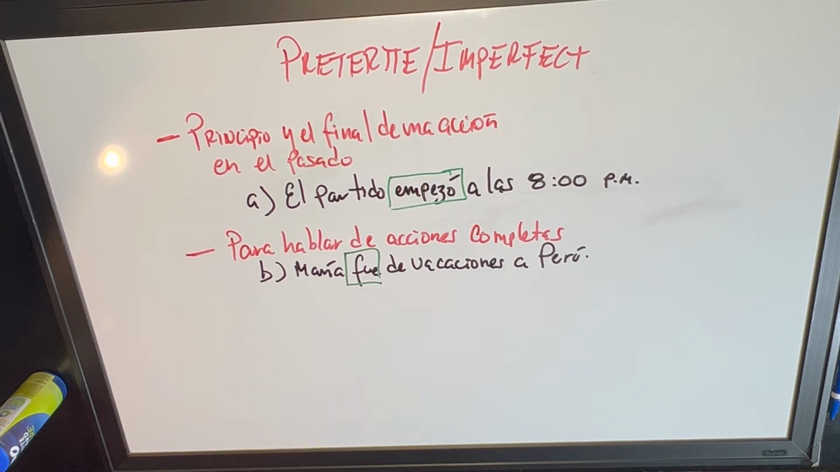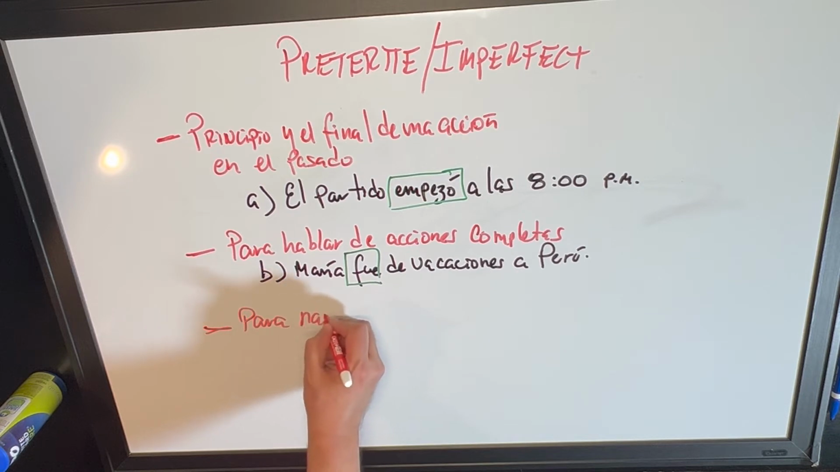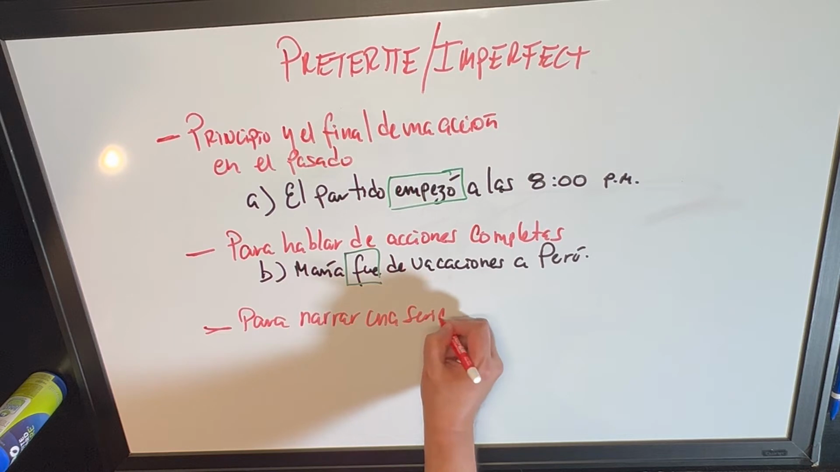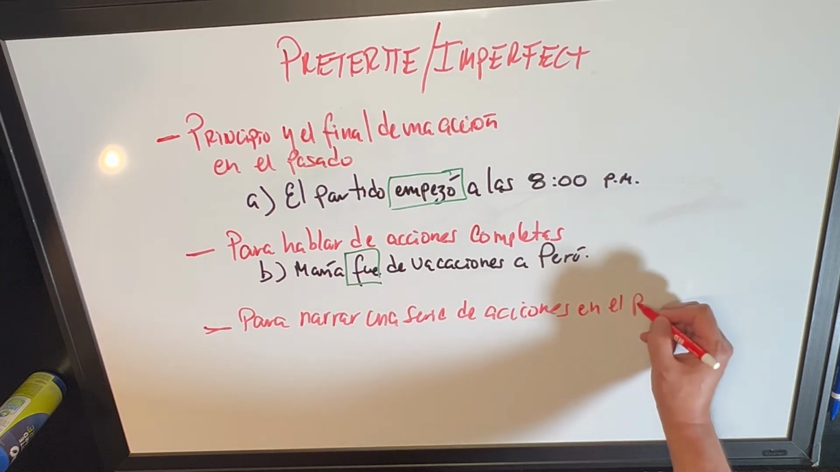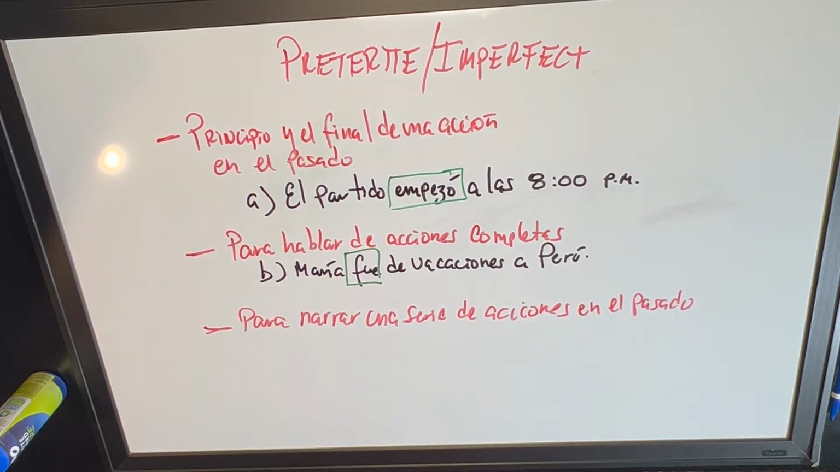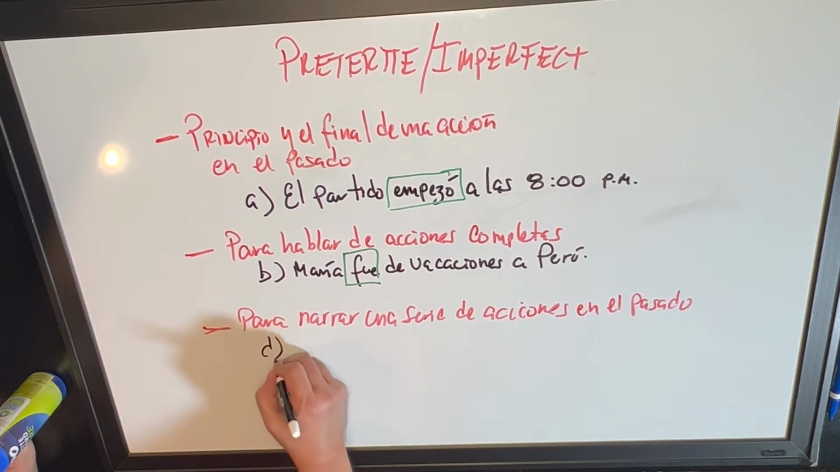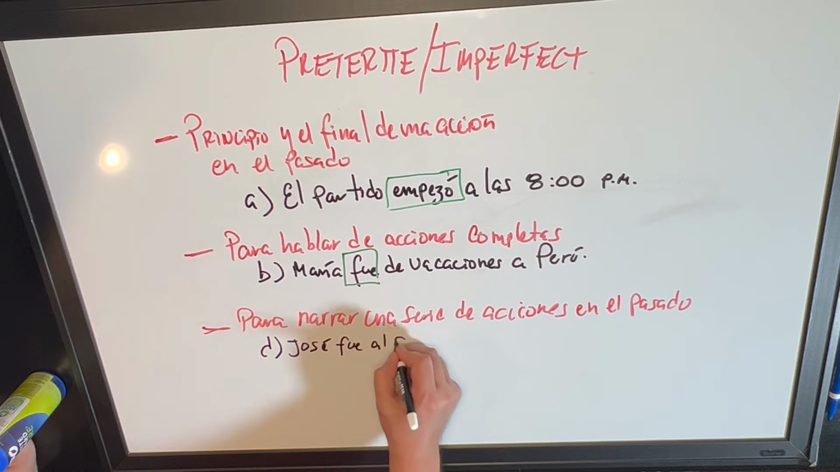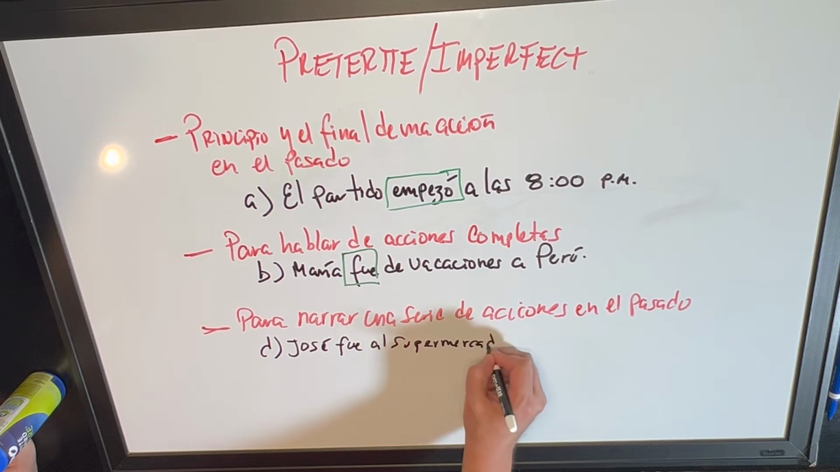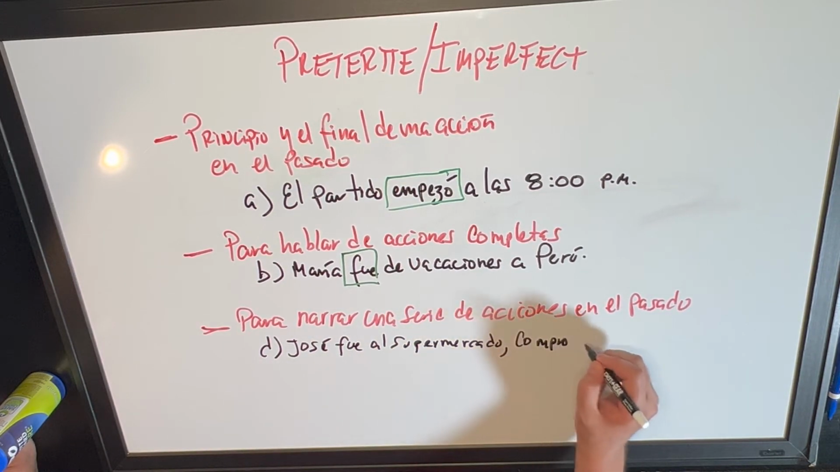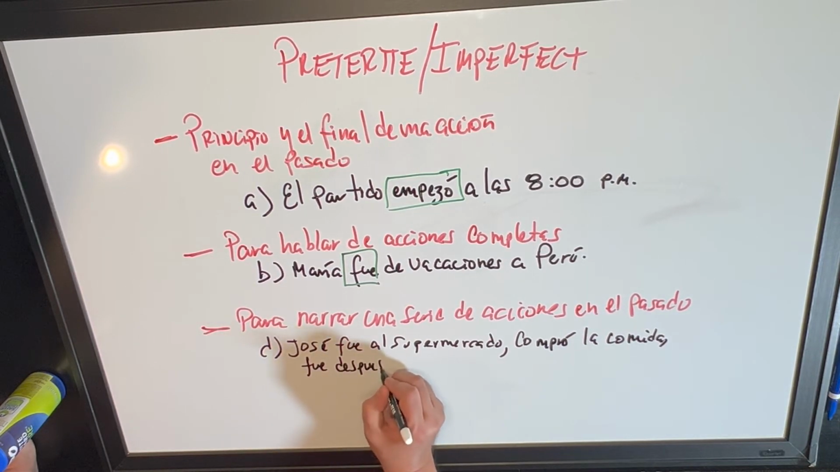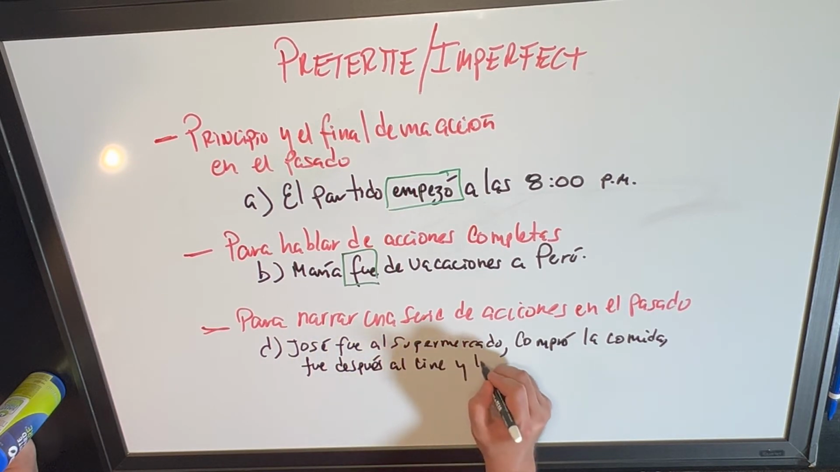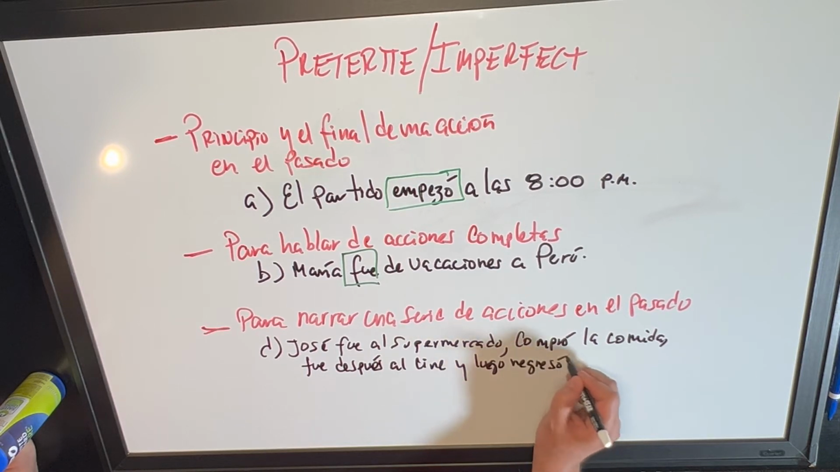Bueno. Number 3. Para narrar una serie de acciones en el pasado. Okay? To make reference to a series of actions in the past. Okay? For example, José fue al supermercado. Compró la comida. Fue después al cine y luego regresó a casa.